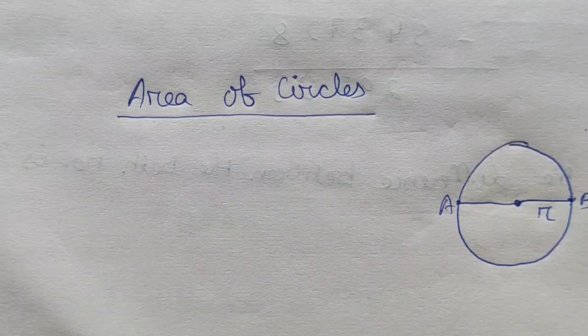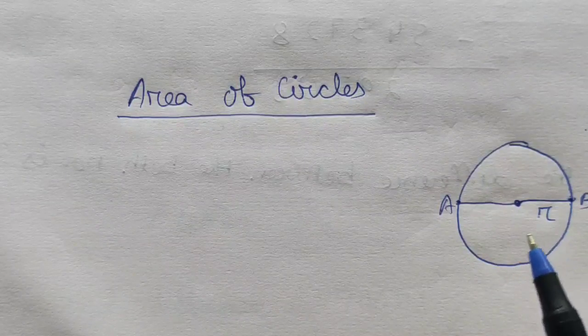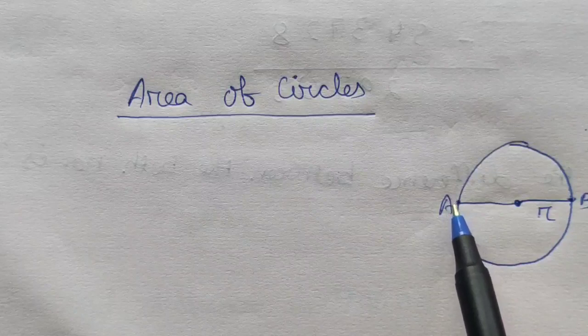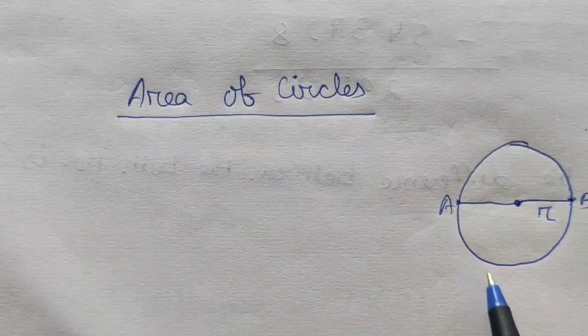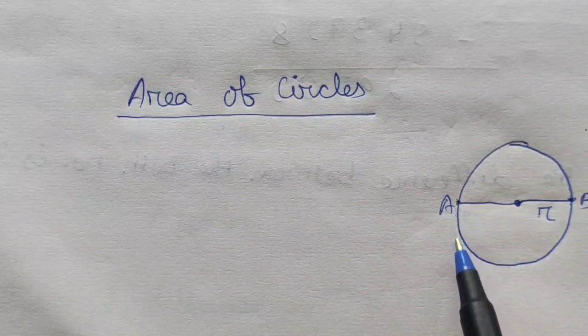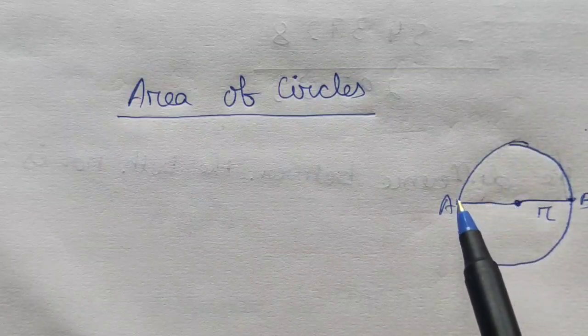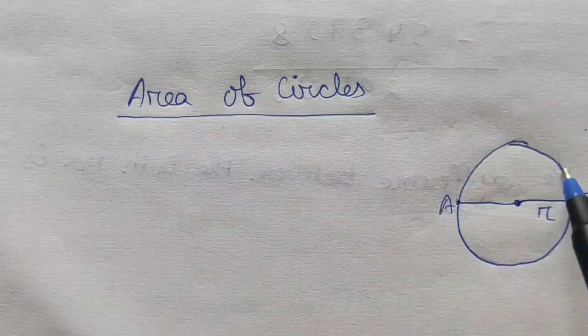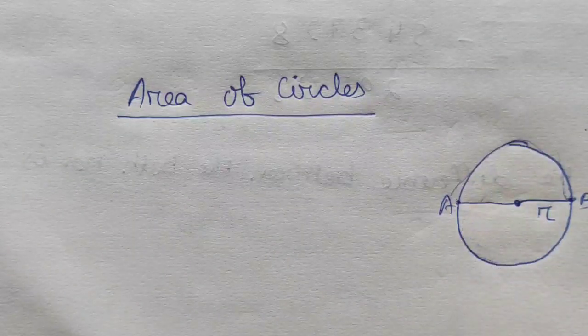So in area, what will we cover? In circumference, what we find is the length of the boundary. Suppose we start from point A. Now the distance covered, if we start from this point and go through B and again come back to A, the total distance covered is known as the circumference.